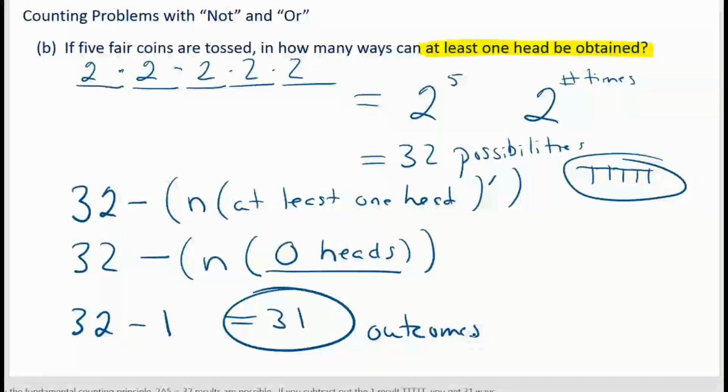Kind of seeing how this works? So instead of finding out how many possibilities had 1 head exactly, 2 heads exactly, 3 heads exactly, 4 heads exactly, and finally 5 heads exactly, and adding all those possibilities together, it's easiest to instead find out how many possibilities you have total and subtract out not at least one head. And not at least one head is 0 heads. And that only happens one way, all tails. And so that's how we got the 31.